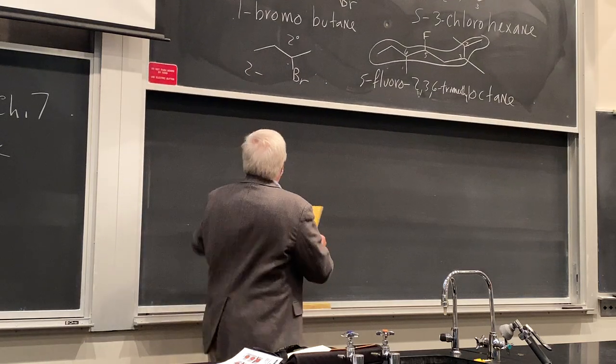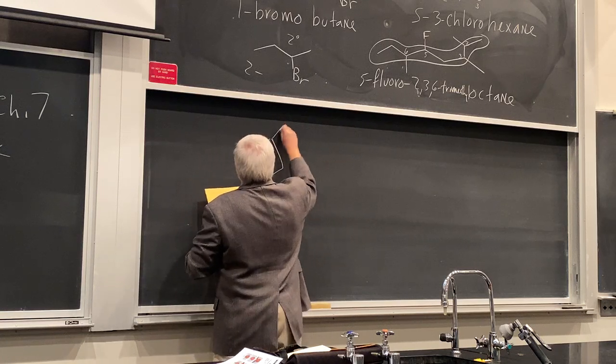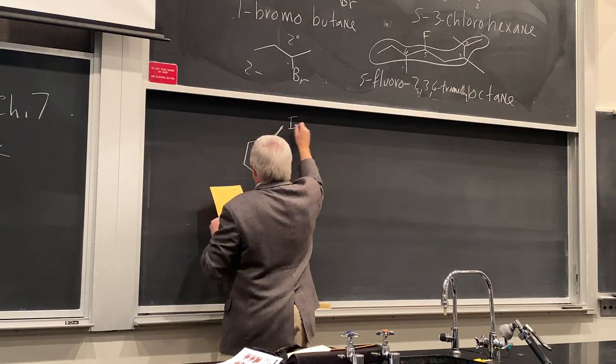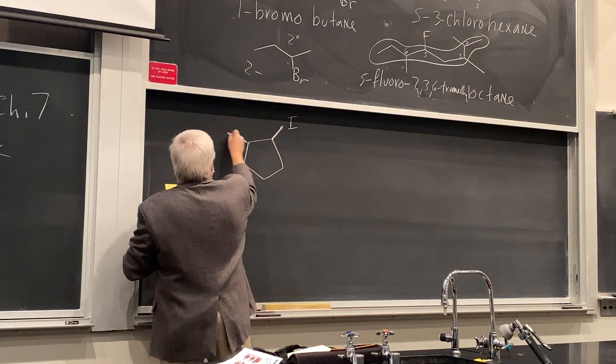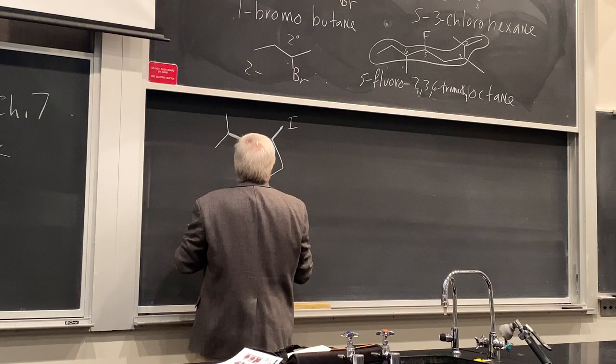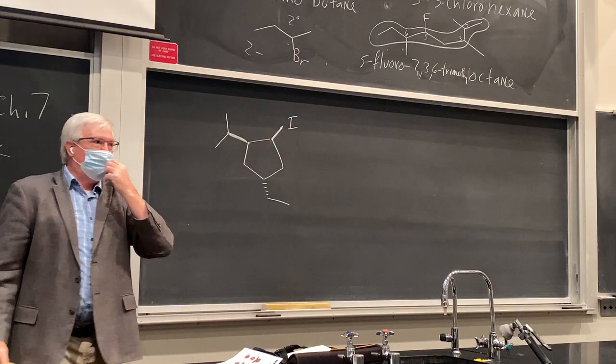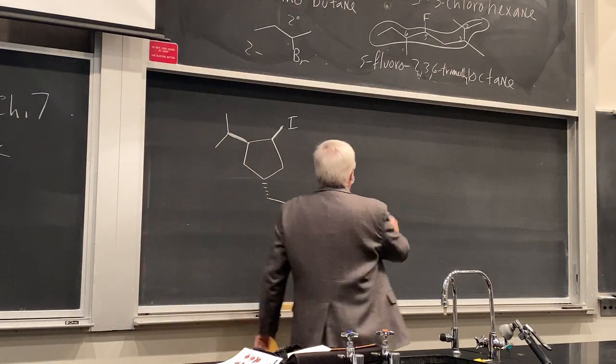Maybe just one more for the fun of it here. How about a cyclic one? And let's have some stereochemistry here. We've got a cyclopentane. We can at least see that part of it. We've got an ethyl and an iodo. So just start with the parent, right?